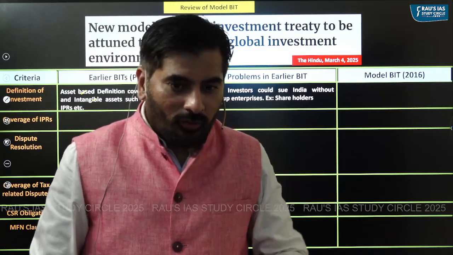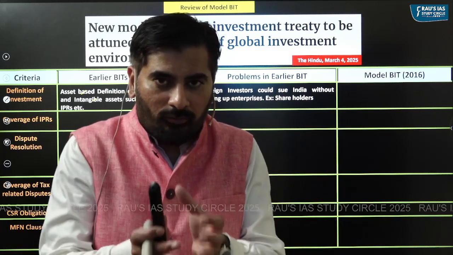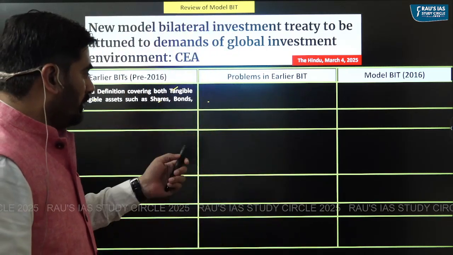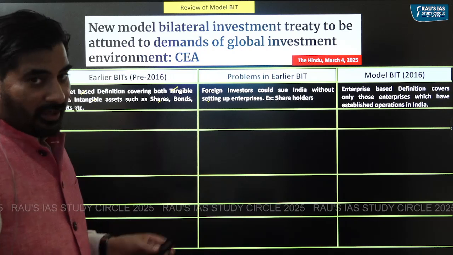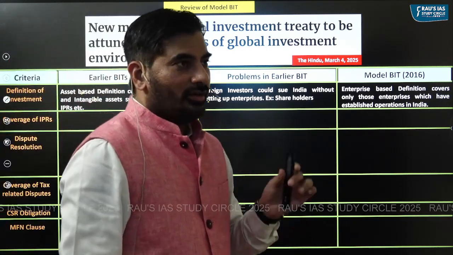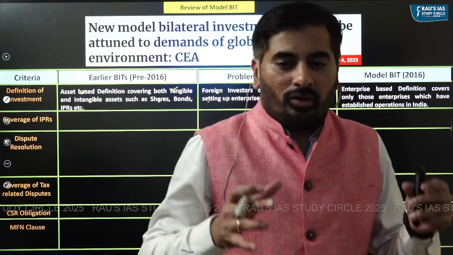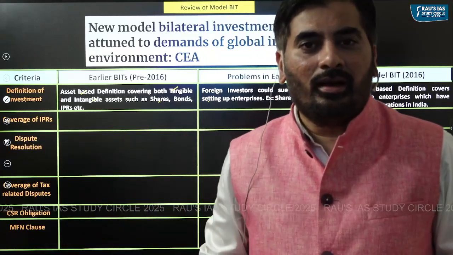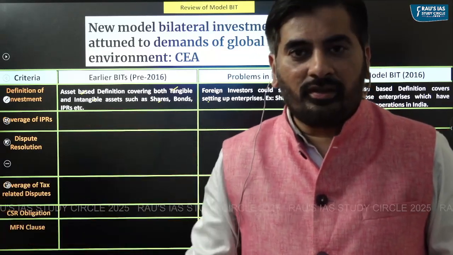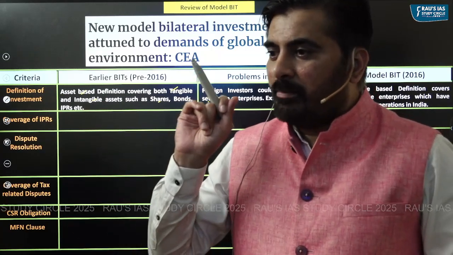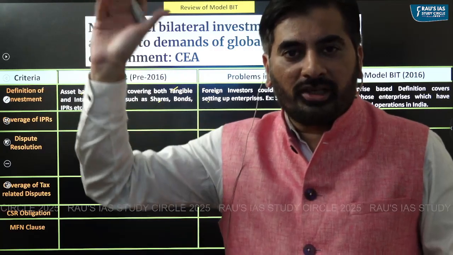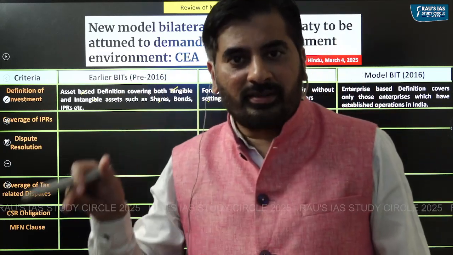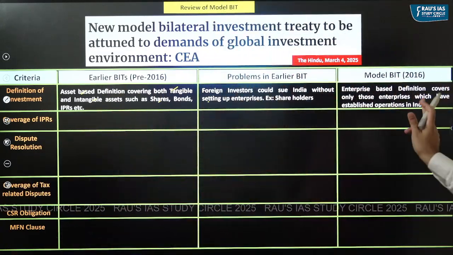Getting it? So in order to reduce the scope of what is to be protected, we have moved from asset-based definition to enterprise-based definition. Enterprise definition basically means we will protect only those investors who have set up their enterprises in India, who have substantial business operations in India. Foreign investors cannot simply invest in shares and bonds and claim protection under model BIT now. They can claim protection only when they have substantial physical operations in India. That is one important change.